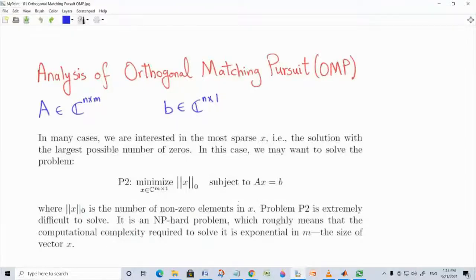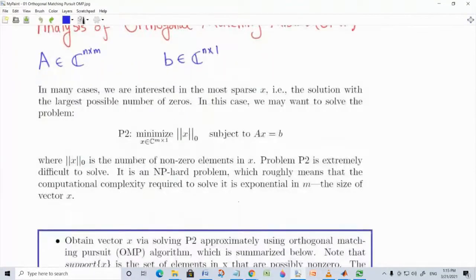Okay, so let's start by analyzing the orthogonal matching pursuit algorithm. This is the algorithm that you have implemented in homework 8. The idea is that we are interested in solving something like this or something like this, and we want the solution x to be sparse. So we want to minimize the number of non-zero elements inside vector x.